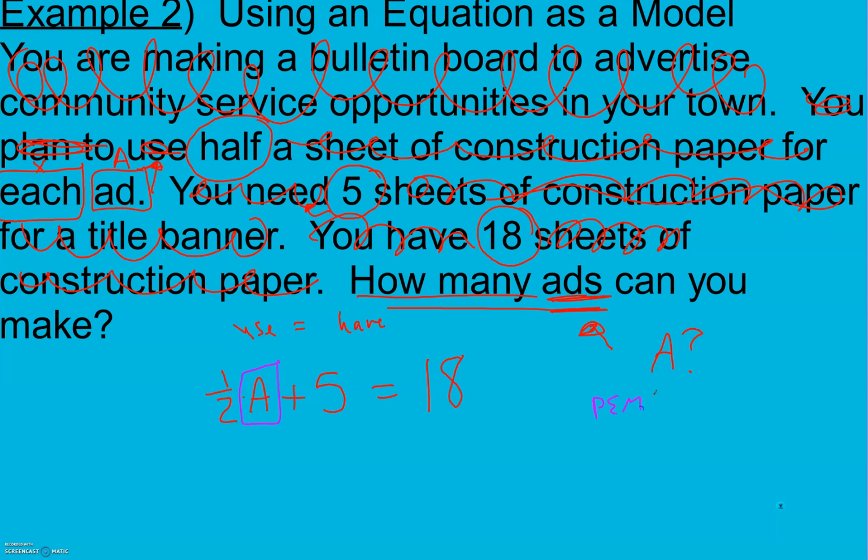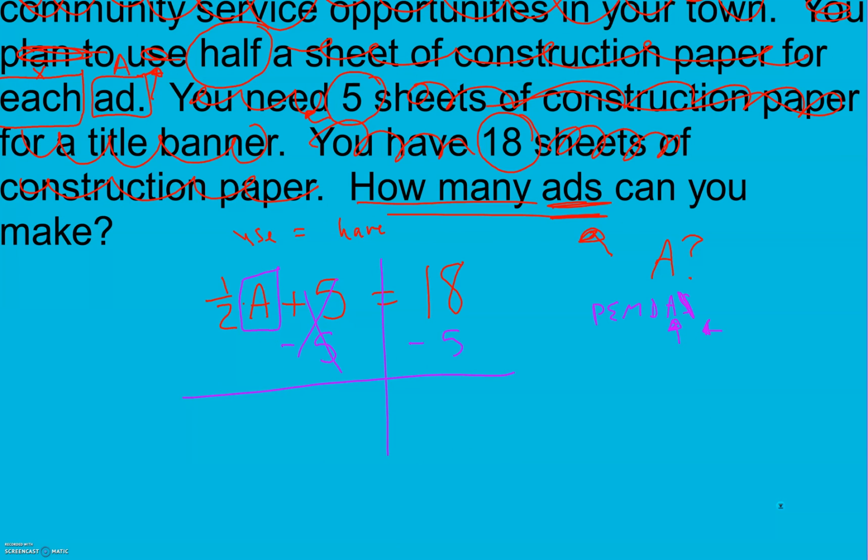So according to PEMDAS, when we go backwards to solve our equation, I have no subtraction, but I do have addition. We'll get rid of that first. Subtract 5 from both sides. Whatever I do to one side, I've got to do to both. This gives me 0 plus anything as itself.